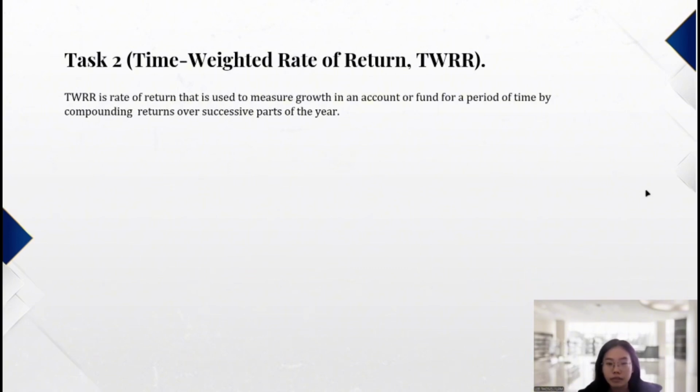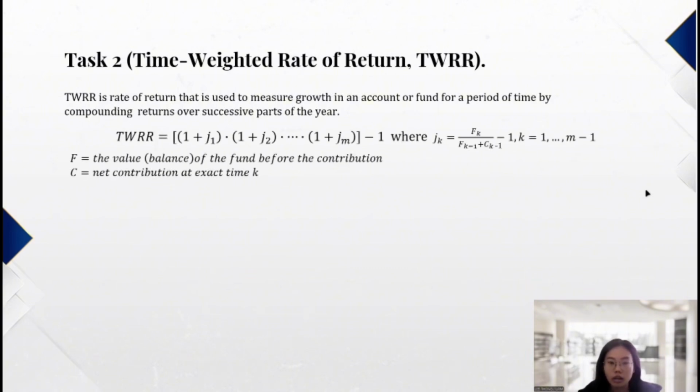Let's start with the general formula for TWR. TWR on the left is what we are trying to calculate, the time-weighted rate of return. Inside the big square bracket, we have several terms being multiplied together: 1 plus J1, then 1 plus J2, and so on, all the way up to 1 plus JM. Each J term, like J1, J2 up to JM, represents the rate of return for a specific individual sub-period within your overall investment time frame. M is simply the total count of these sub-periods. Finally, after multiplying all those individual growth factors, we subtract 1 at the very end.